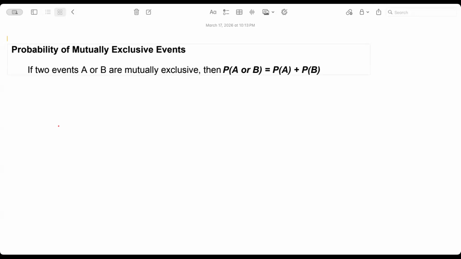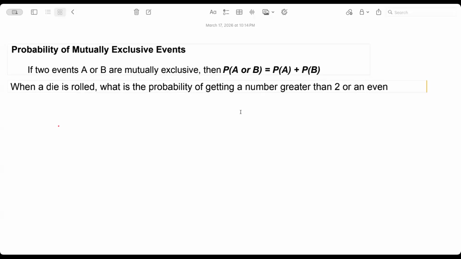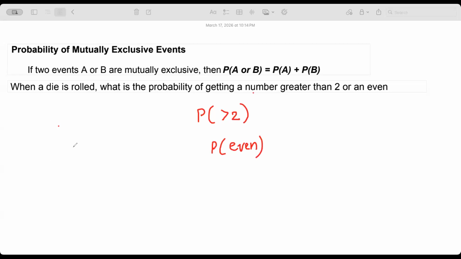Okay. Now, probability of not mutually exclusive events. I'll tell you one example. Let's say a die is rolled, but I'm asking about the probability of a number greater than 2, and the probability of even. Are they mutually exclusive or no?